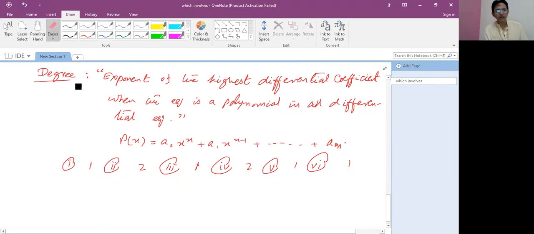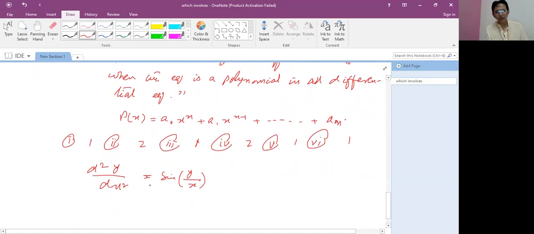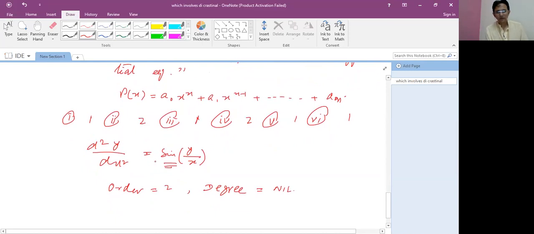So we can easily determine the degree and the order of any differential equation. For example, if you have d2y over dx square equals sine of y upon x. When any transcendental function is multiplied by the polynomial function, it means it has no degree. The order is 2, but the degree is nil, because it is not a polynomial function, it is a transcendental function.